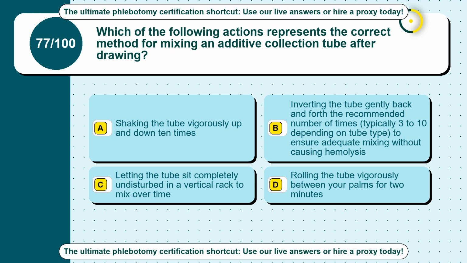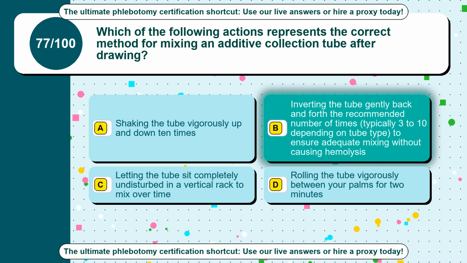Typically 3 to 10 depending on tube type, to ensure adequate mixing without causing hemolysis. Option C, letting the tube sit completely undisturbed in a vertical rack to mix over time. Option D, rolling the tube vigorously between your palms for 2 minutes.